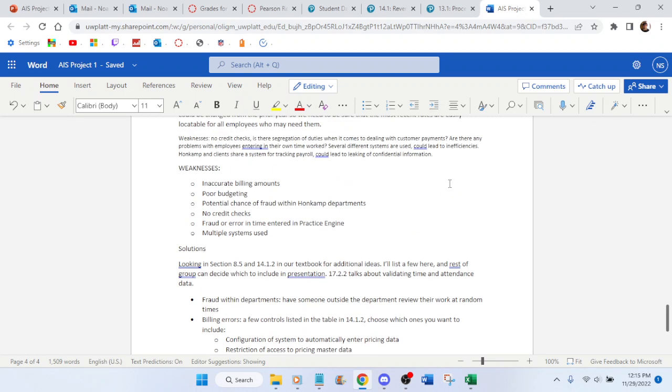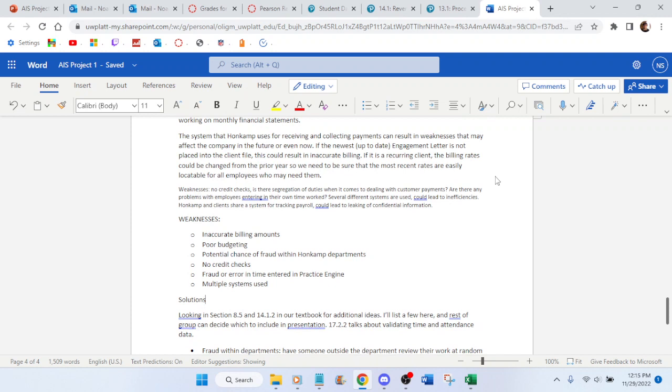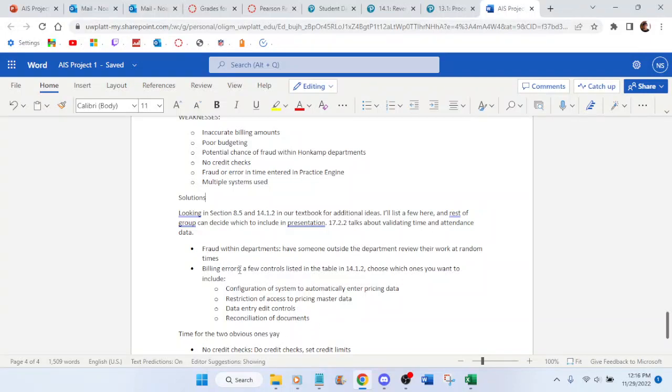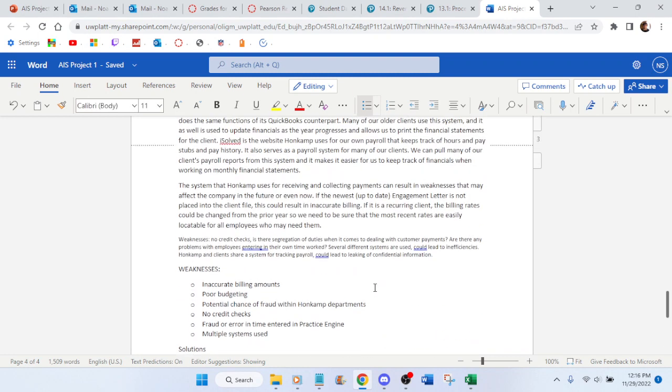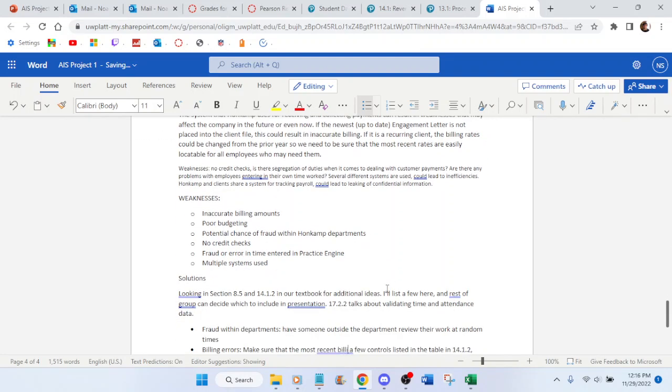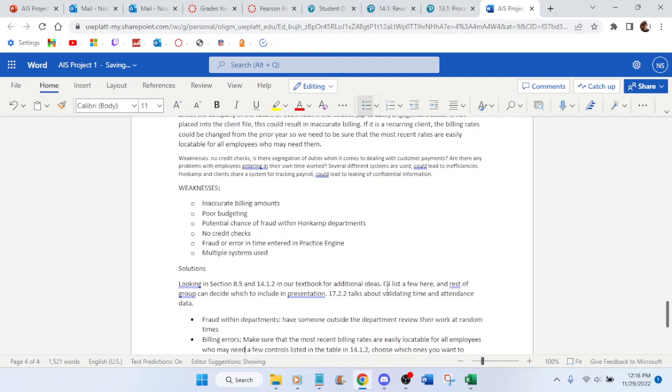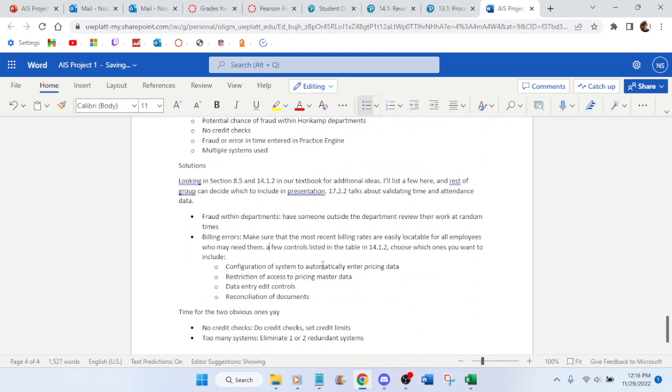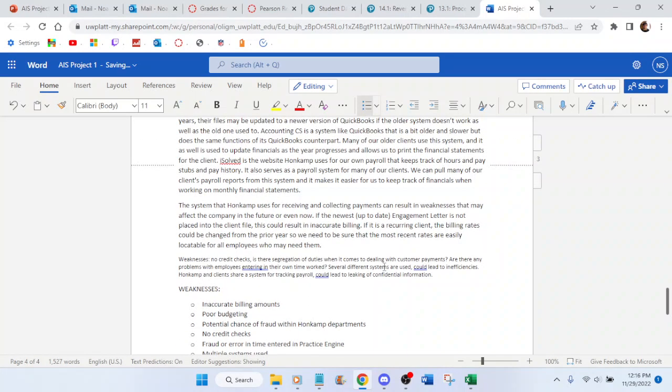So let's see what we got here. Have easily locatable recent rates. Make sure that the most recent billing rates are easily locatable for all employees who may need them. So I kind of just copy what they already wrote there. How about the other one that they mentioned?